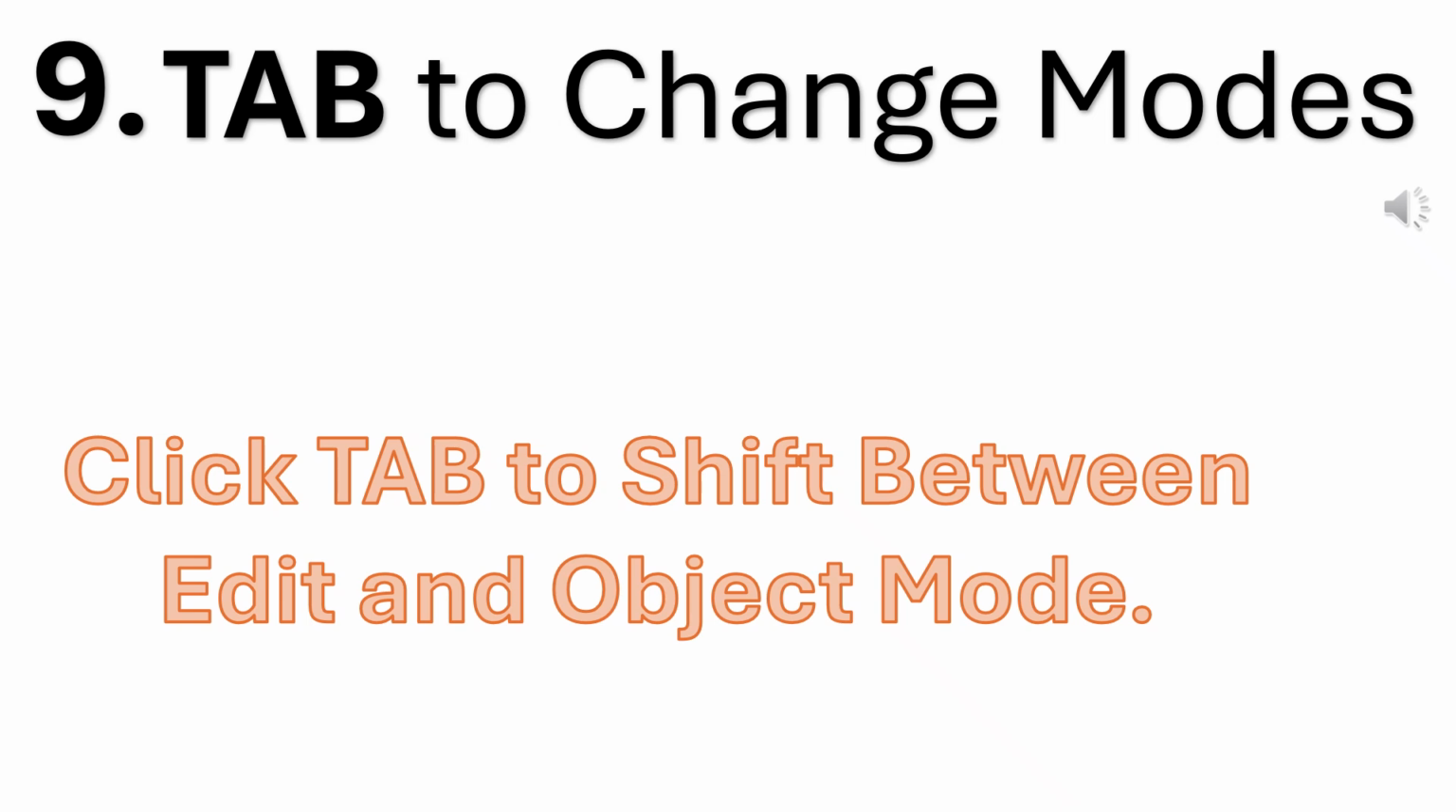We have to press Tab to change between object mode and edit mode instead of going to the mode menu and manually changing it. Let's see the video.